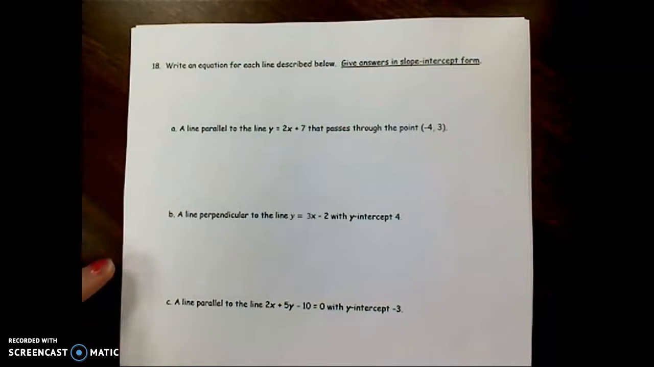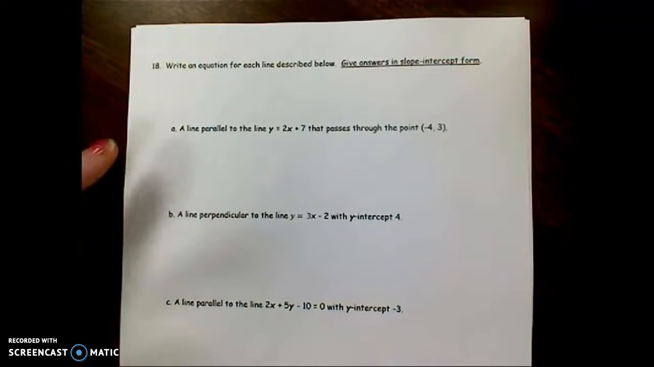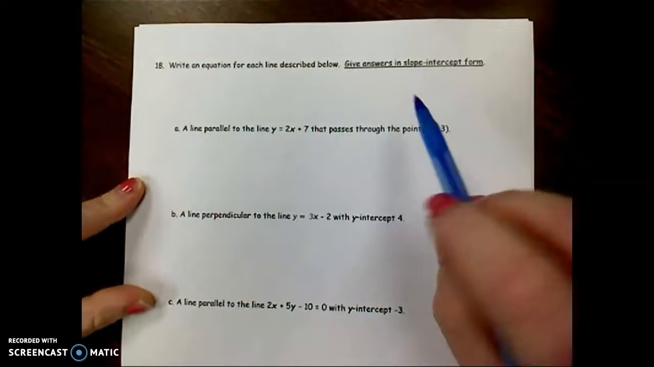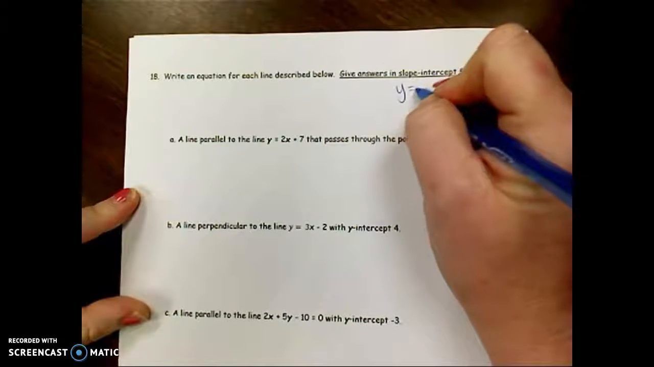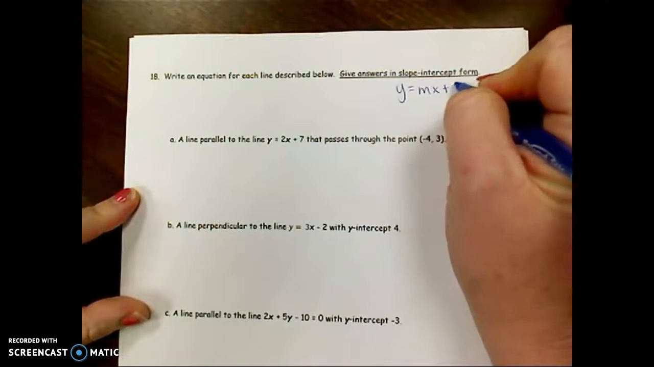All right, I'm going to go over one of the problems on the test that was missed by a lot of people, and that was writing the equations of parallel and perpendicular lines. So your directions told you to give your answers in slope-intercept form, which remember is y equals mx plus b.